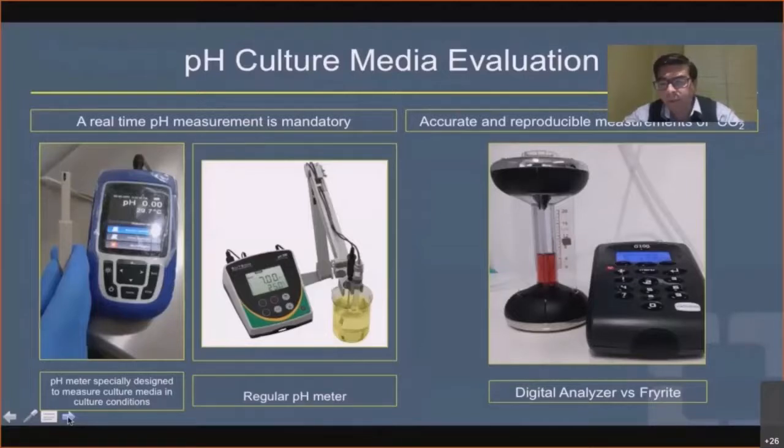For example, if you see the image located at the right side of the slide, when we measure the CO2 levels of the same incubator using a Fyrite and also using a certified digital analyzer, you can observe that the results displayed by the Fyrite and by the digital analyzer are totally different. So the more accurate results are obtained by the use of the certified digital CO2 analyzer.